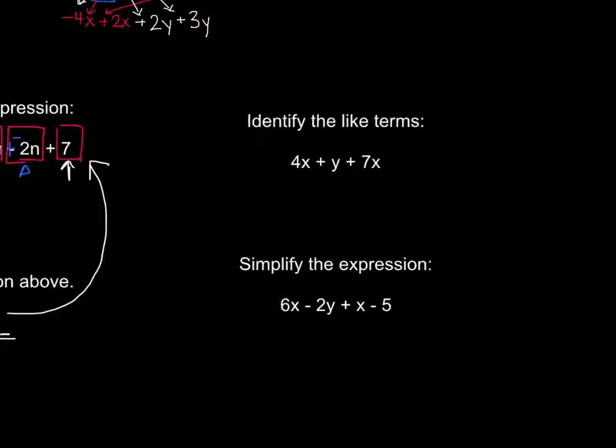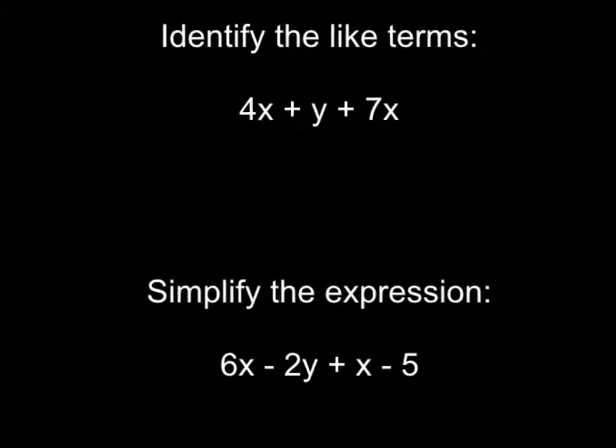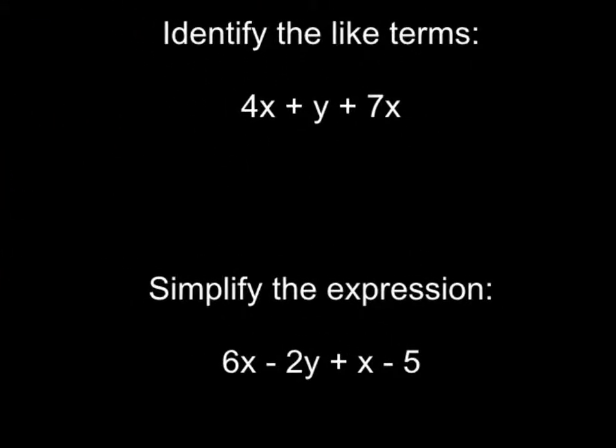Now, we're going to go on to one last step for this. We're going to practice it one last time. Here we go. We have to identify the like terms in this expression. We have 4x plus y plus 7x. Here is a like term, here is a like term. These are both of my x's. Then I have y. That's all by itself. So I could rewrite this so it makes more sense to me with those variables like this, 4x plus 7x plus y.